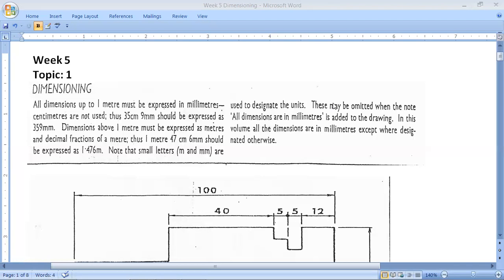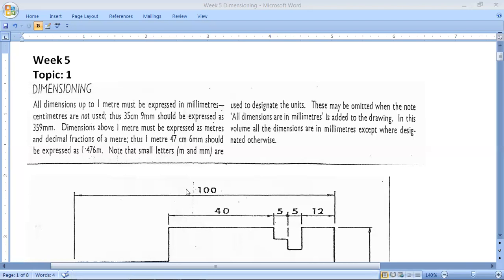All dimensions up to 1 meter must be expressed in millimeter. It is not recommended to dimension the drawing if the measurement is 1000 millimeter. It's not recommended to place here 1 meter or 1 m. No, you need to have in mind that 1 meter is equal to 1000 millimeter. 1 centimeter is equal to 10 millimeter.